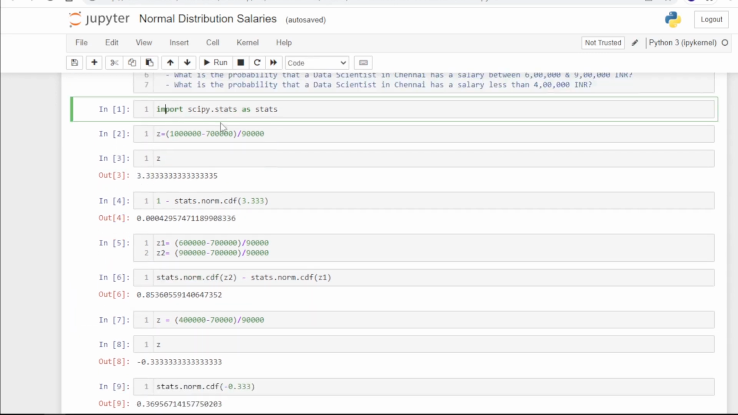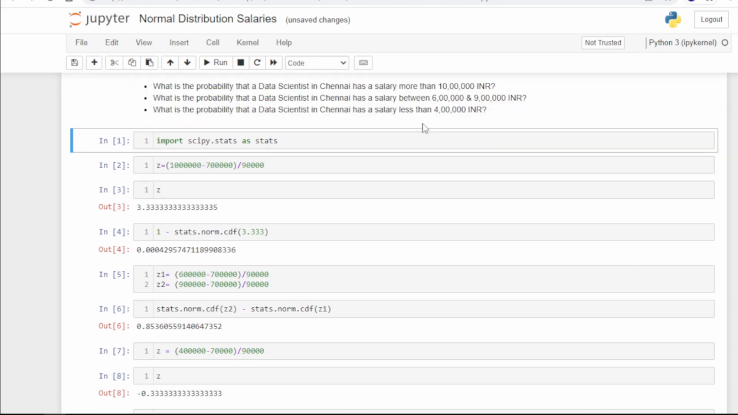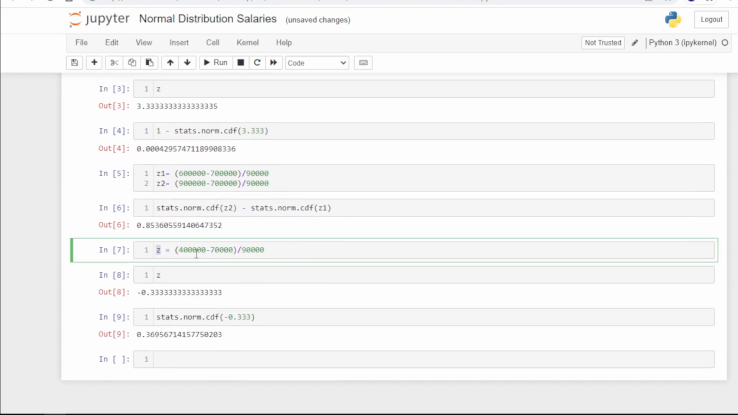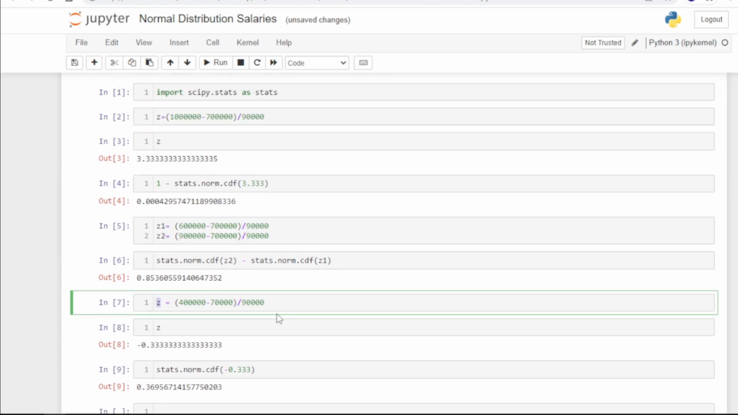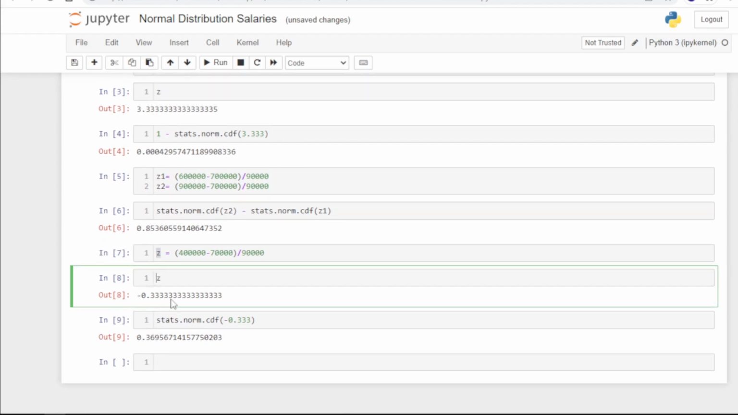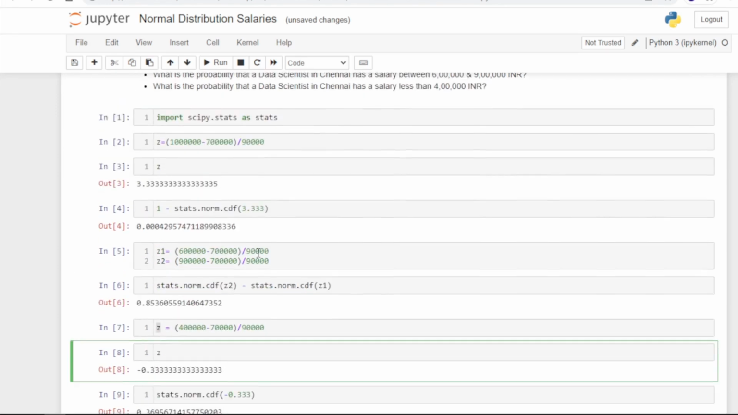Third question is, what is the probability that the data scientist in Chennai has a salary less than 4 lakh? So to get less than 4 lakh, we need the Z value. So to get that Z value, we are again subtracting the actual value minus mean value divided by standard deviation. Okay, so this is our Z, that is minus 3.4. And once we get the Z value, we are putting that inside the cumulative distribution function, which will return the probability.